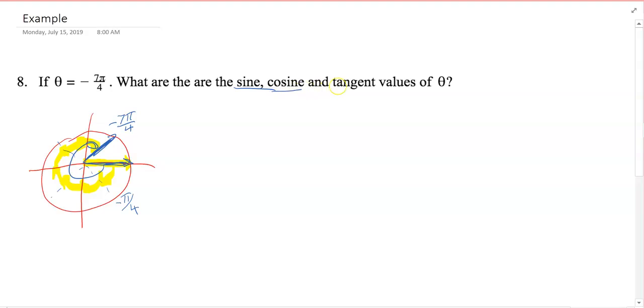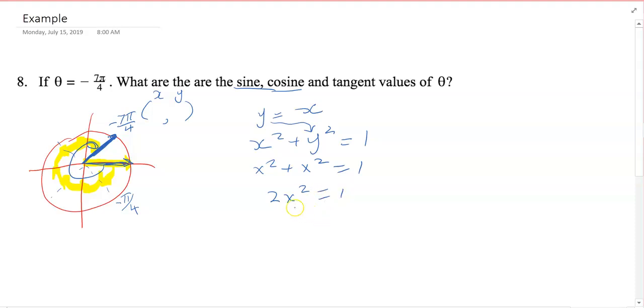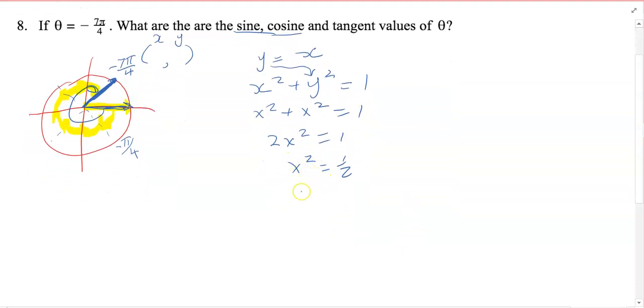Now, in order to find the sine, cosine, and tangent values here, we want to find the coordinates x and y on the unit circle. We don't know x and y, but we can think of the relation between x and y on this line that splits this first quadrant into two identical parts. So here y will be equal to x. We also know that on the unit circle, x squared plus y squared equals 1. So let's plug in y equals x: x squared plus x squared equals 1, 2x squared equals 1. We divide both sides by 2, so x squared is equal to 1/2. Taking the square root of both sides, x is equal to plus or minus radical 1/2.